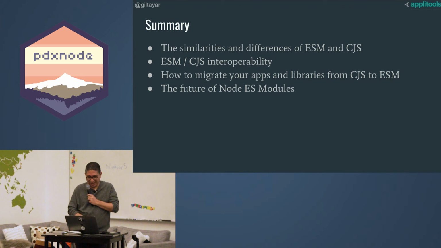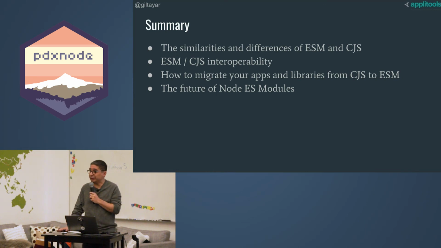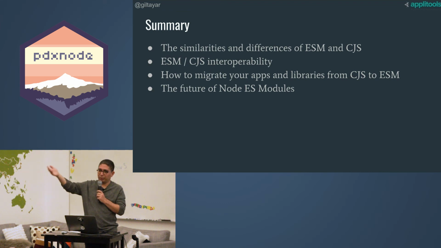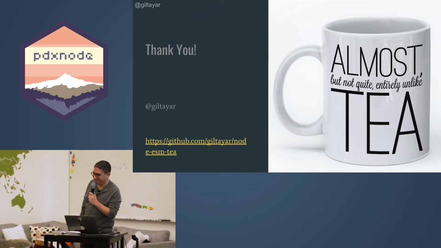What can I say? Okay, well, this is the end. We talked about the similarities and differences of ESM and CJS. They look very similar, but when you get into binding and dynamic and execution order, you can see that they're very, very different, and that is what is making the whole thing difficult to interoperate. We talked about interoperability, how ESM can import CJS and the other way around. We talked about migration, which is pretty straightforward, I have to admit, and a little bit about the future of NodeJS modules. Who knows when they will get out? So thank you very much.